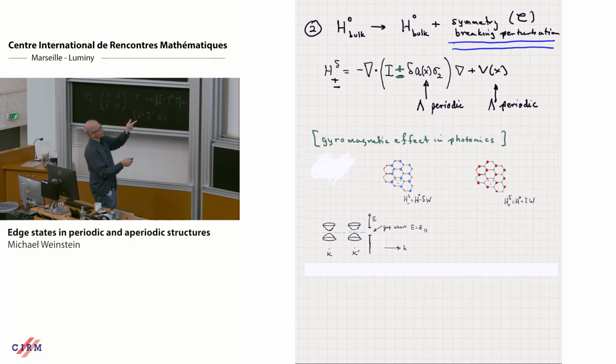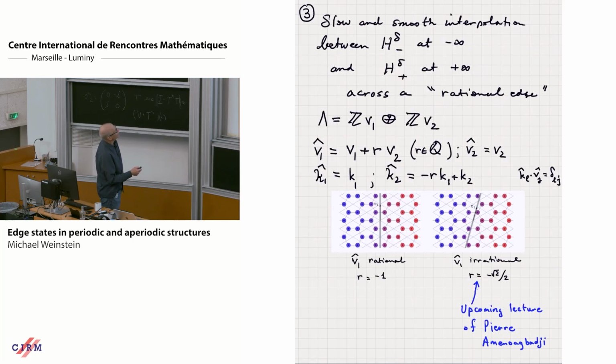This is a kind of magnetic term. In photonics, it's called the gyromagnetic effect, but you can rewrite this so that it's essentially like a quantum magnetic Hamiltonian as well. So now that I've broken time reversal symmetry, the cones open up. Okay, so I break the Dirac point, and now there's a spectral gap there, at least locally. And then finally, I want to smoothly connect these 2 Hamiltonians on one side or another.